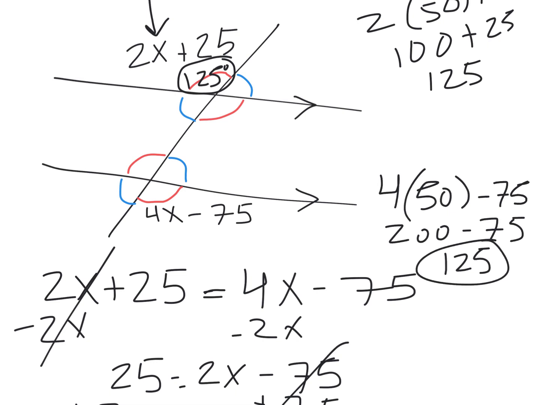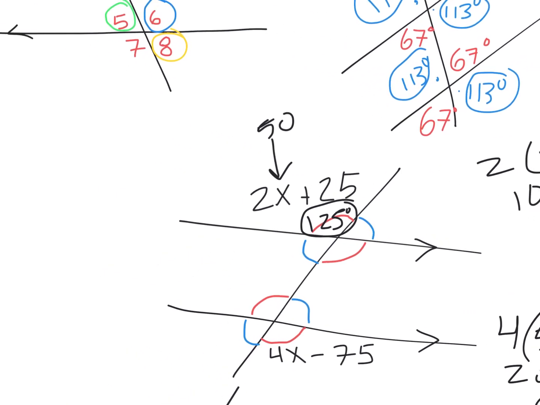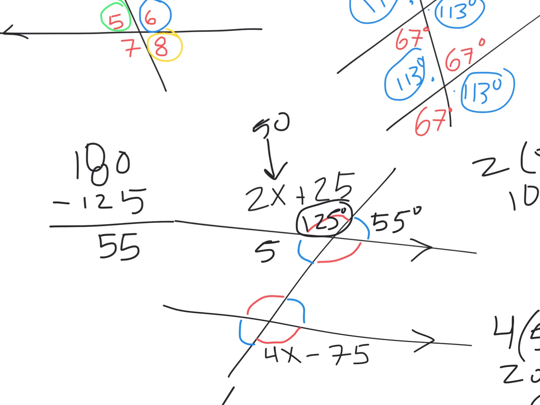Now, knowing that these angles are 125, we could find the blue angles as well. The blue and the red angles are supplementary angles, so we could take 180 and subtract 125, and we get 55. So these angles, the blue angles, would all be 55 degrees. You could fill that in for each of them, 55 degrees.